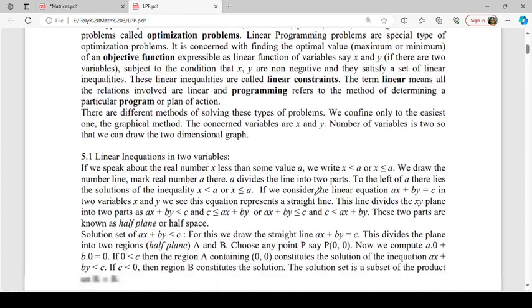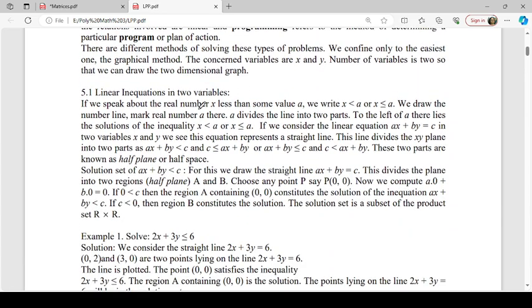Then linear equations in 2 variables. For this we need only 2 variables, and then only we can do it. When there are more than 2 variables, then we cannot do it using this method. So we should know these things.